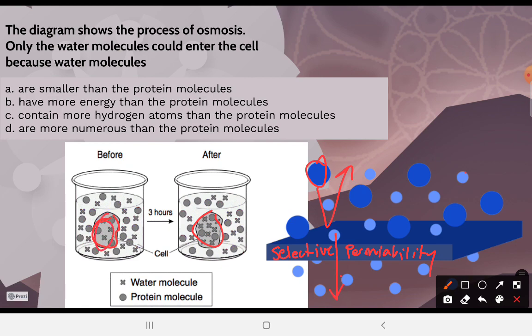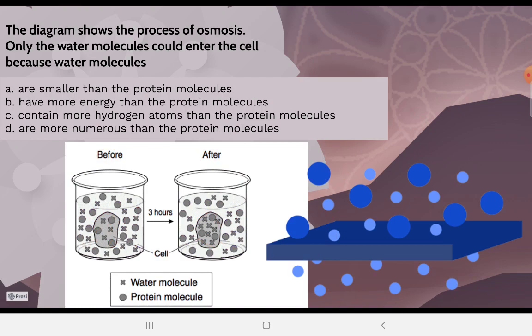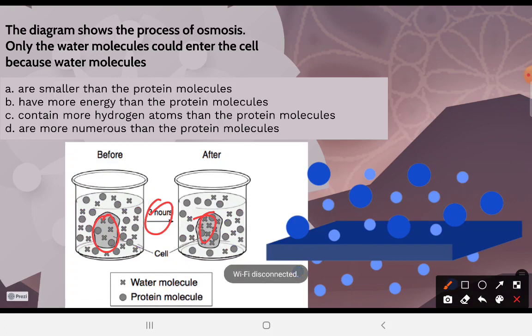Same thing here in this example that you got from your quiz. The circle molecule, which is the protein, it can't get in. As you can see in the before and the after, there's only 3. So you can see 3 proteins. No change in the 3 hours. Whereas the X molecules, which represent water, you can see that they go into the cell within those 3 hours. So it's just size. So let's find that one.